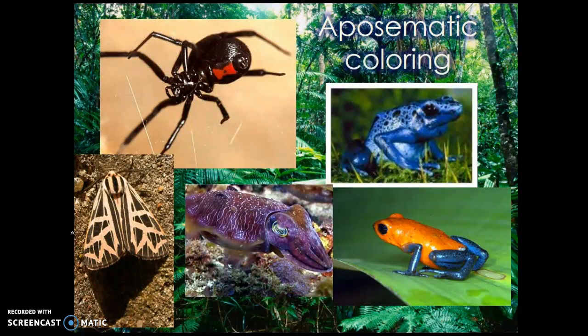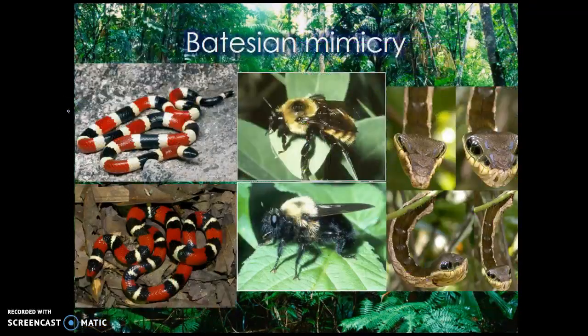So these are just a few examples of aposematic coloring. So stay away from me, I am dangerous. We see a lot of this in poison dart frogs. Okay, these are some very poisonous creatures. Obviously spiders have that aposematic warning. This is just, I am dangerous, I am bright, I am colorful, don't touch me. Batesian mimicry.